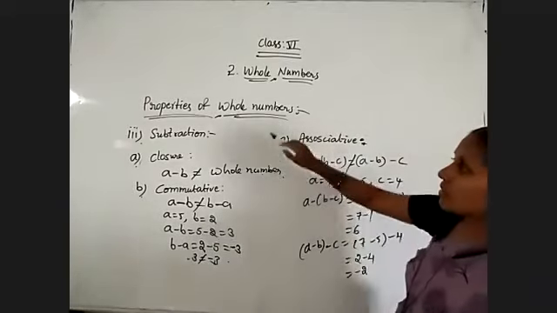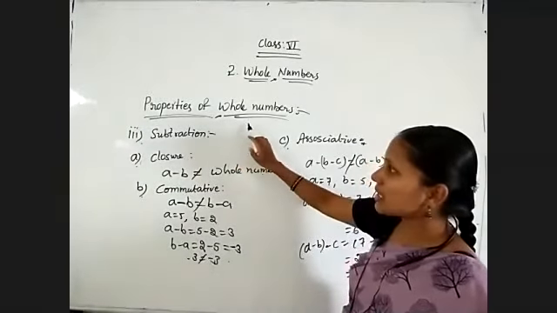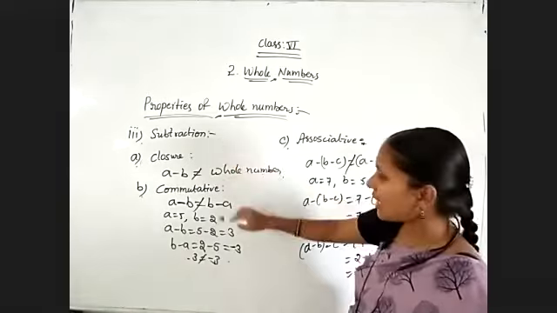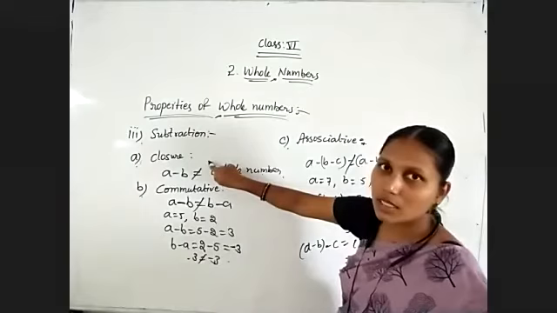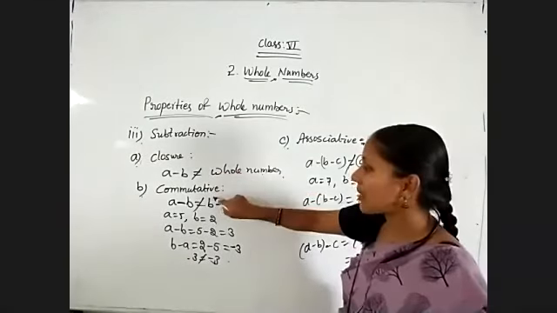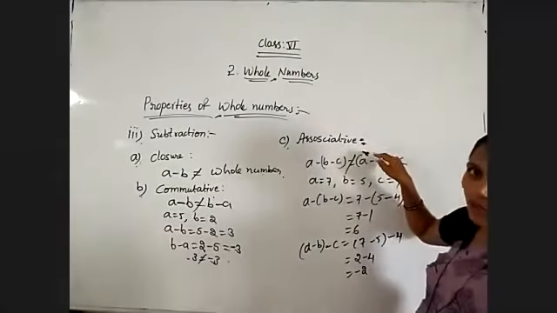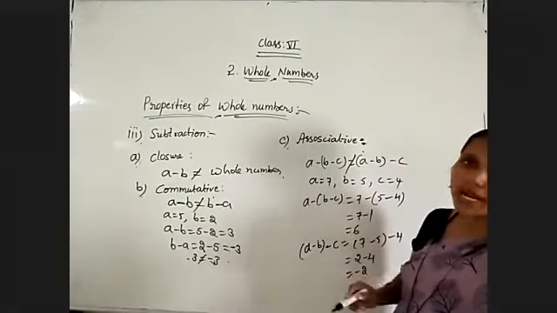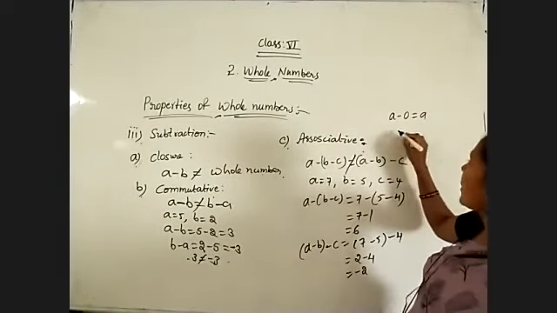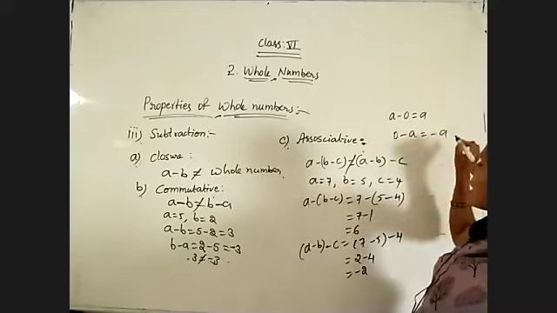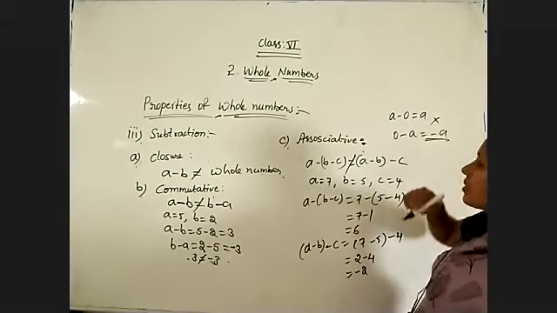So just observe the properties of whole numbers over subtraction. Any property is not suitable. Subtraction is not closed for whole numbers. Subtraction is not commutative for whole numbers. Subtraction is not associative for whole numbers. And there is no identity element also. If I am taking A minus 0, I will get A as the answer. But 0 minus A, I will get minus A, a negative value. So this is not suitable.